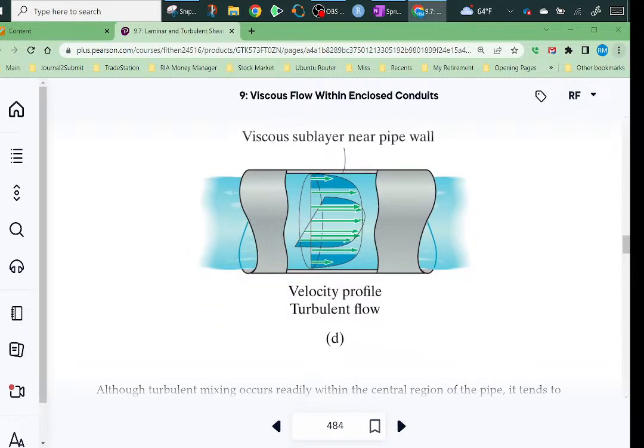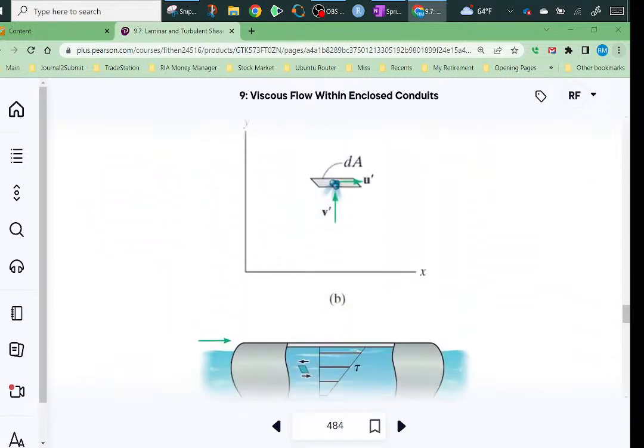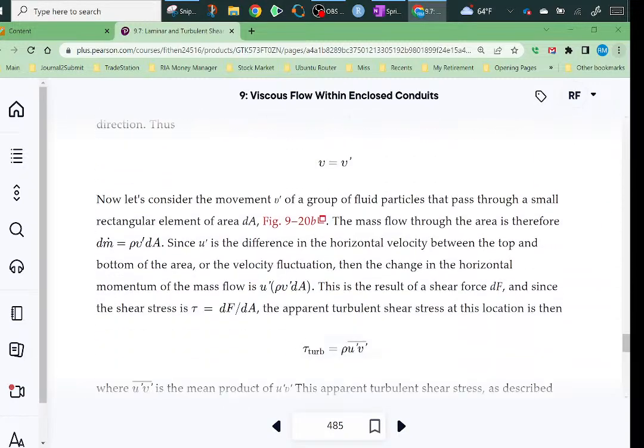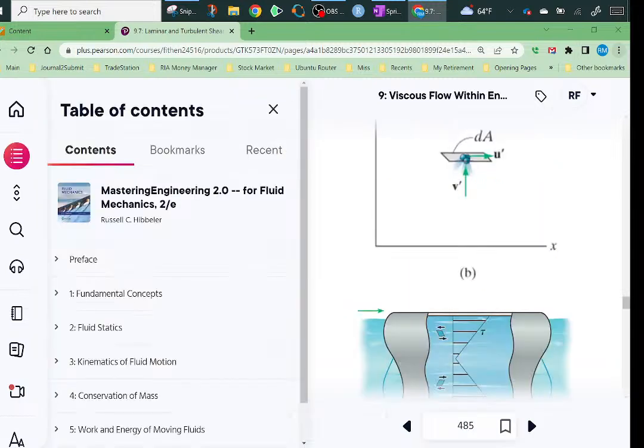And that's what you end up with, is a flat internal core that a lot of momentum is exchanged across the core. And you end up with what they call a viscous sublayer, which is a little bit more well behaved in that region. And I think that's essentially almost all we need as far as the information to keep going into chapter 10.